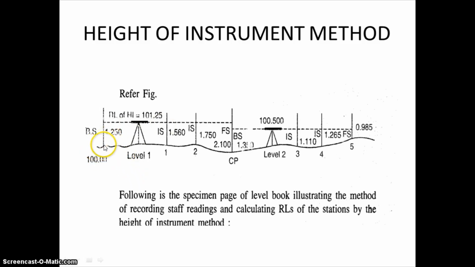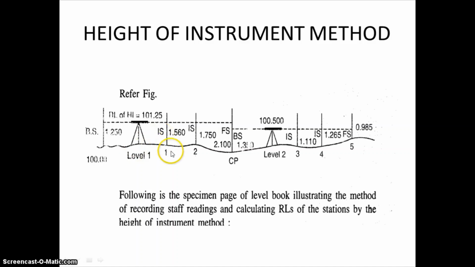So this is our benchmark whose value is 100, and this is my instrument setup. This is my telescope, this is my line of sight, and I have put my staff here and I am taking my first staff reading, that is the backsight. So I will get the RL of the height of instrument. How? 100 plus 1.250, 101.25.